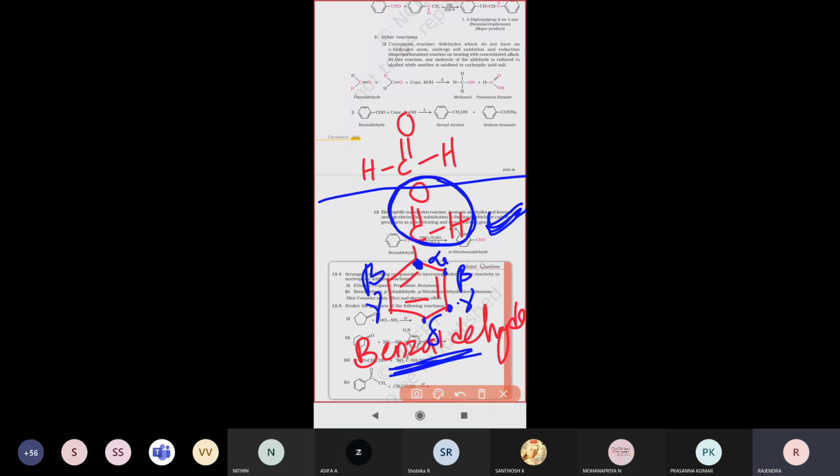Now benzaldehyde, is there any alpha hydrogen atom present or not? I'm asking. Present, sir. How can you say that? Who is this, Prasanna? Prasanna, is it you speaking? Yes, sir. Okay, right. How can you say that, Prasanna? Tell me. This is the alpha carbon, right?